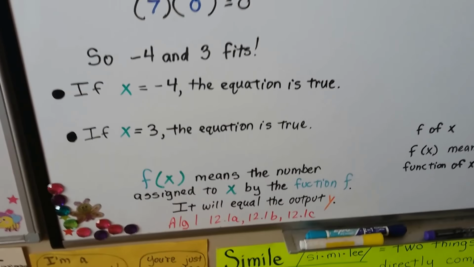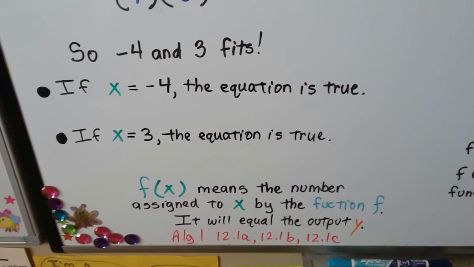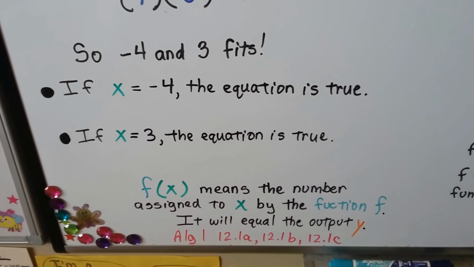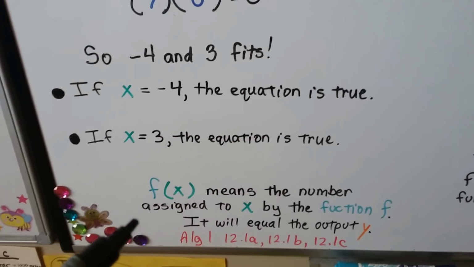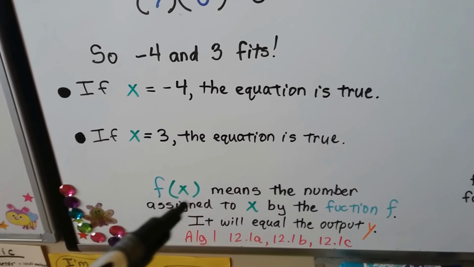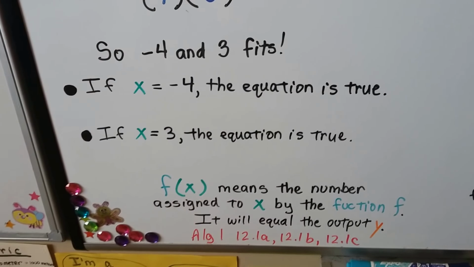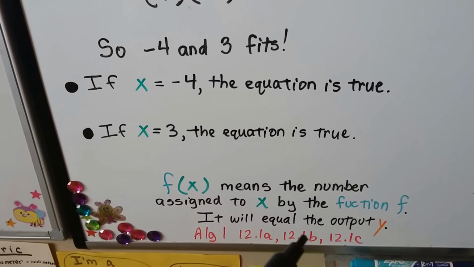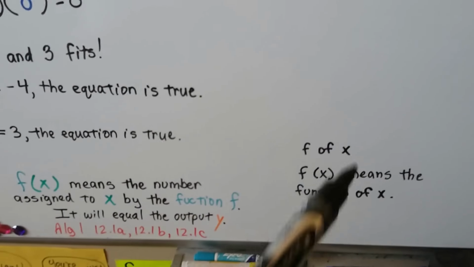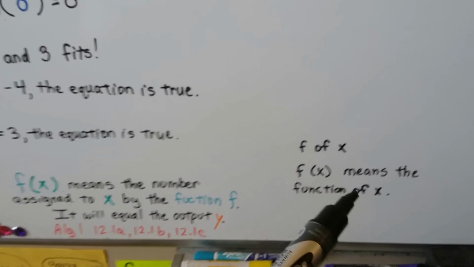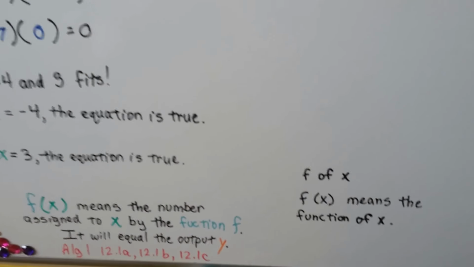Now, you're going to come across this in algebra. You're going to see an f with a little x in parentheses. We read this as f of x. It means the number assigned to x by the function f. Now, this f of x really represents y. I know it's crazy, but it's true. And if you watch my Algebra 1 12.1a, b, and c videos, it'll explain this more. We read it as f of x. It means the function of x. So you can also read it as function of x, but most people say f of x, okay?